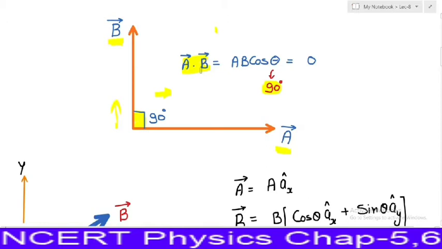And this we can explain by this expression also, because a dot b is equal to ab cos of theta, and if theta is 90 degrees, then cos 90 would be equal to 0, and overall a dot b would be equal to 0. So this was about dot product of two vectors.